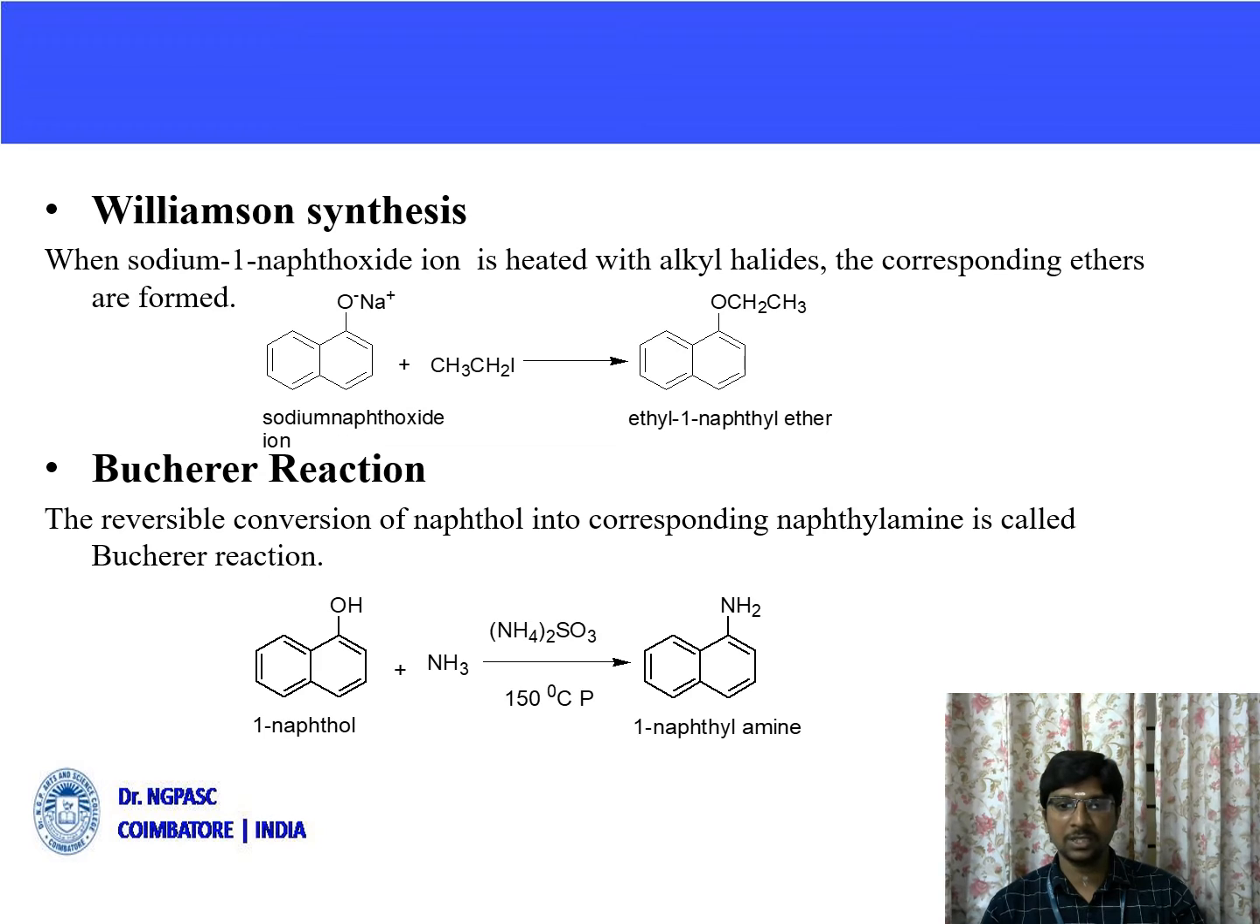The Bucherer reaction is where the naphthol compound is treated with ammonia in presence of ammonium sulfate, at a temperature of 150 degrees centigrade, with some pressure applied, and finally it is converted into 1-naphthylamine. We already know that this naphthylamine can provide the 1-naphthol compound. So the reverse conversion of naphthol into the corresponding naphthylamine is called the Bucherer reaction. So the Bucherer reaction is nothing but a reversible conversion.